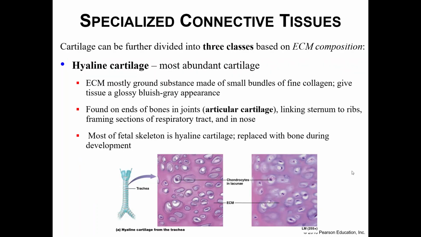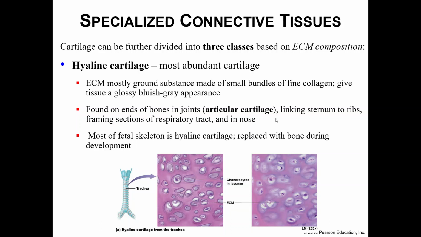So hyaline cartilage. Okay. This is the most abundant type of cartilage you have. We have a lot of ground substance here. And then you've got small bundles of fine collagen. This tends to have a glossy, bluish, grayish appearance. Okay, so here it's almost more of like a purplish shade, like a pinkish shade, but this is what we're talking about here. You find this in a couple of interesting places.